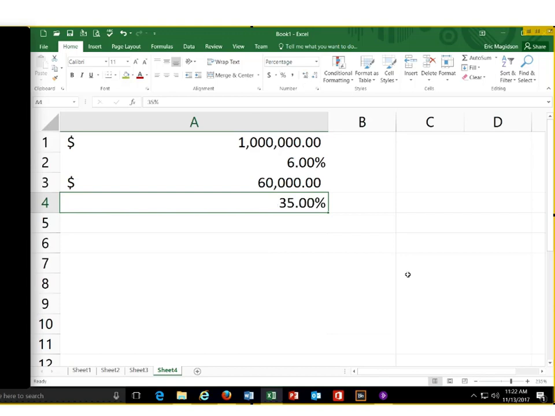My son was complaining the other day. He's now working a regular job where he's actually seeing taxes come out. He's like, what the heck's this Social Security, Dad? What am I paying into? Blah, blah, blah. Okay, so 35%.